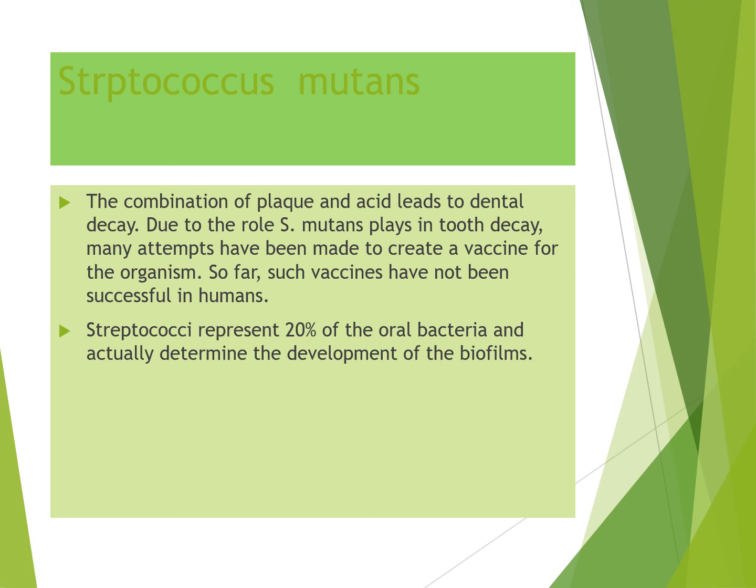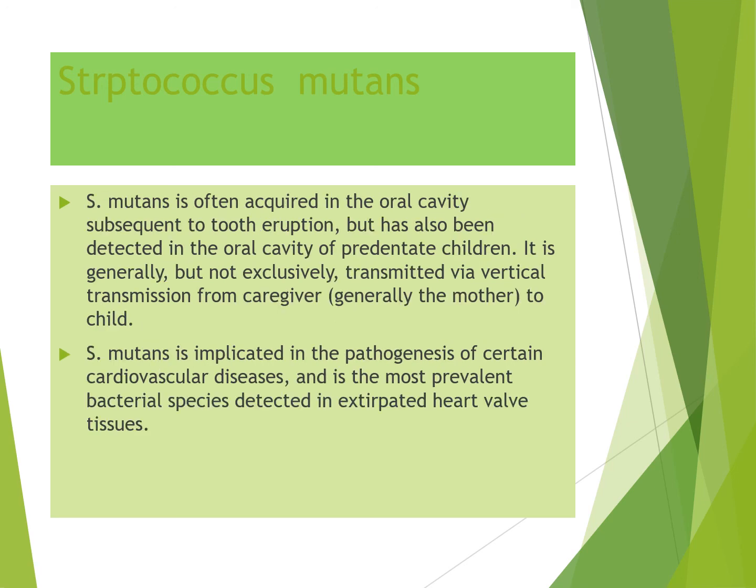Due to the role Streptococcus mutans plays in tooth decay, many attempts have been made to create a vaccine for the organism. So far, such vaccines have not been successful in humans. Streptococci represent 20% of the oral bacteria and actually determine the development of the biofilms. Streptococcus mutans is often acquired in the oral cavity subsequent to tooth eruption, but has also been detected in the oral cavity of pre-dentate children. It is generally, but not exclusively, transmitted via vertical transmission from caregiver, generally the mother, to child.